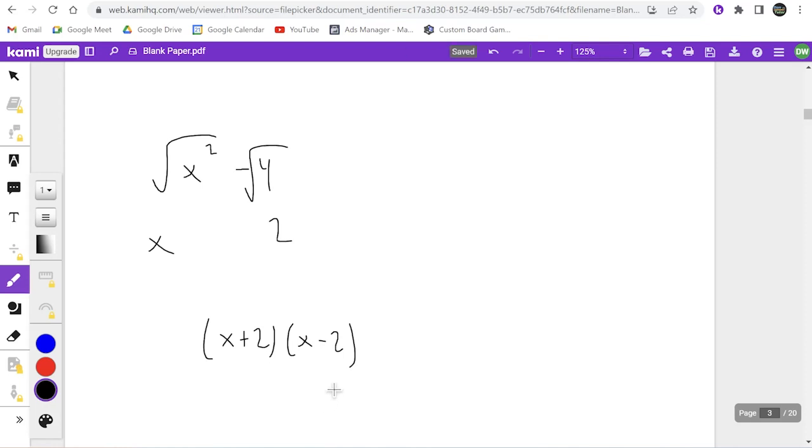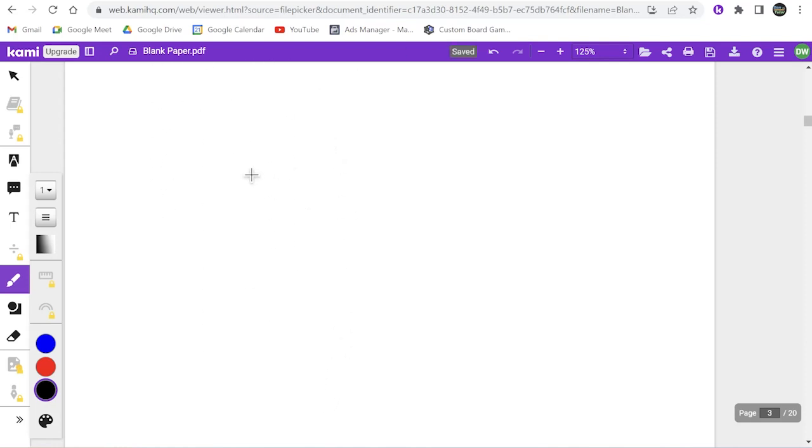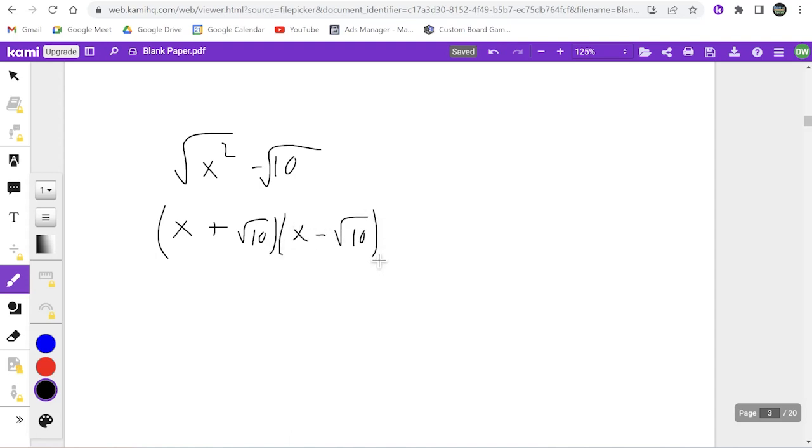Now keep in mind, this strategy doesn't really work well for numbers that are not perfect squares. Let me show you what I mean. If you have x squared minus 10, well, then the square root of x squared is x. What's the square root of 10? Yeah, I don't know either. So technically, this is funny, maybe you'll get it, technically the answer is x plus square root of 10 times x minus square root of 10, which is the right answer, by the way. But this is a little too advanced, I think, for right now, so you're not going to see it anytime soon.